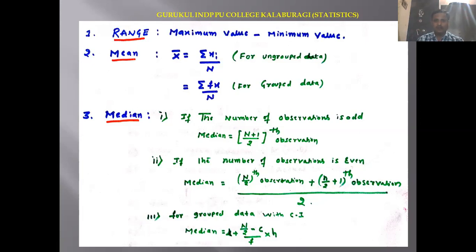For grouped data, finding the median value is different. Here the median is not available in the given data, so we need to find the median equal to L plus (n by 2 minus c) divided by f, into h, where h is the length of the interval, whatever they have given in the class interval.